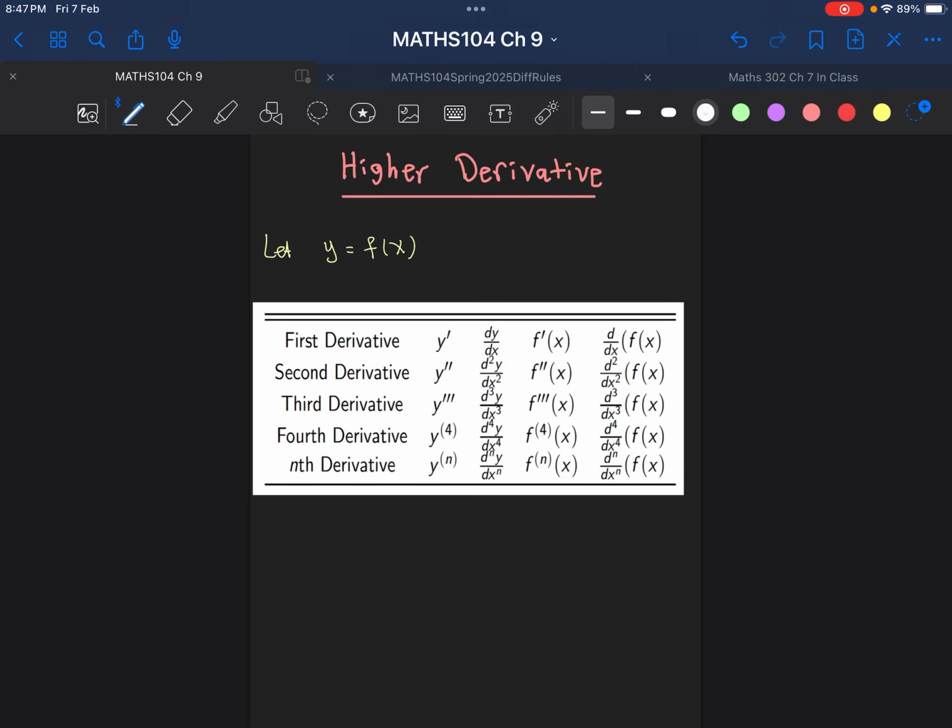Welcome student to this part where we will discuss higher derivatives. What do we mean by higher derivatives? So far we have seen the first derivative. We just saw the word derivative, but this time this y prime, or sometimes we write it dy by dx or f prime, this is only the first derivative.